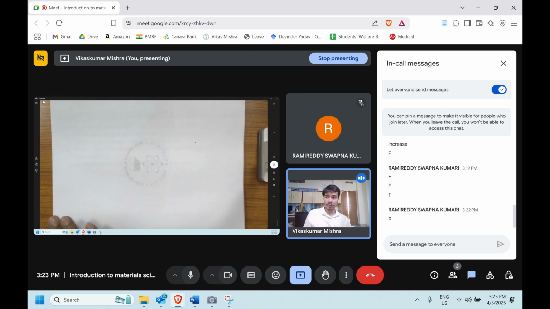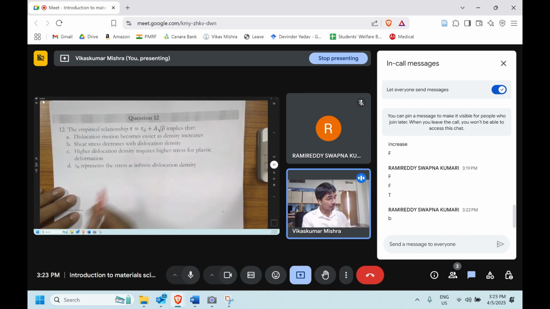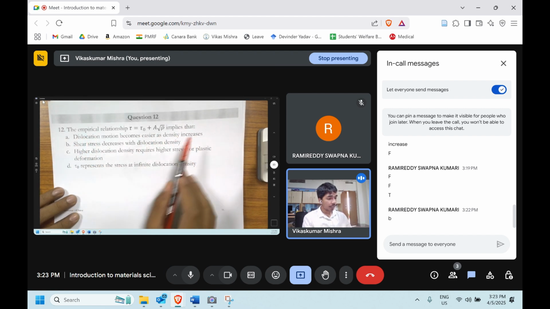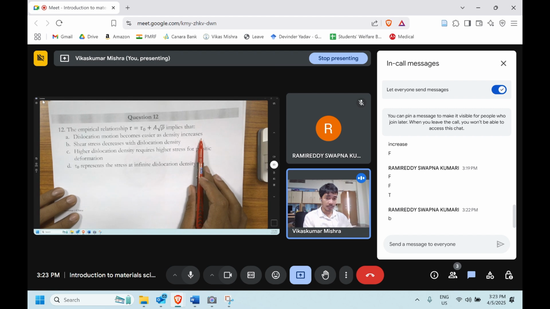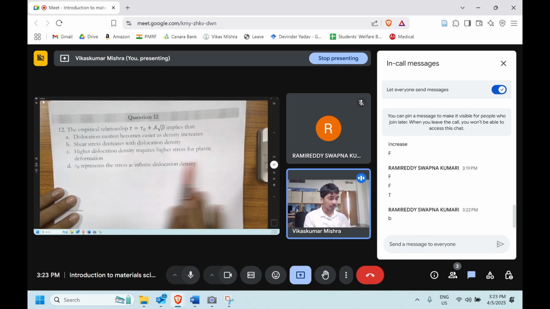Let's move ahead. Let's go to question number 12. Now this is related with strain hardening. Tau is again the shear stress, sorry, critical resolved shear stress. This empirical relation implies that dislocation motion becomes easier as the dislocation density increases. Shear stress decreases with the dislocation density. Higher dislocation density requires higher stress for plastic deformation. Tau naught represents the stress at infinite dislocation density. What do you think? Among all these four, which one is the right answer?